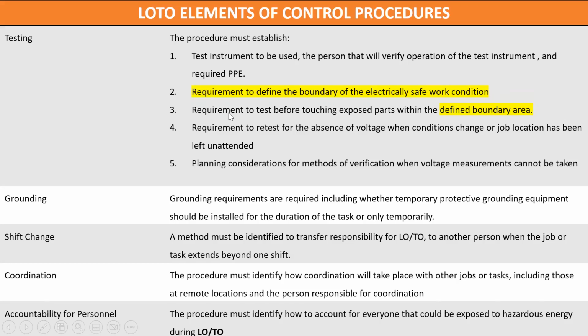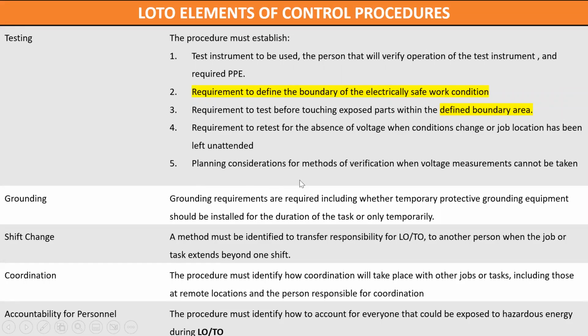So requirements to define the boundary of electrically safe work condition. This is very important. The requirement to test before touching exposed parts within the defined boundary. Requirement to retest for the absence of voltage when conditions change or the job location has been left unattended. So for example, a person has taken some break, a toilet break or lunch break, etc. During that time period, that site has been left unattended. So there should be a procedure that when you are returning to work, there should be a requirement to again test for the absence of voltage and to verify that the locks and tags are in place.